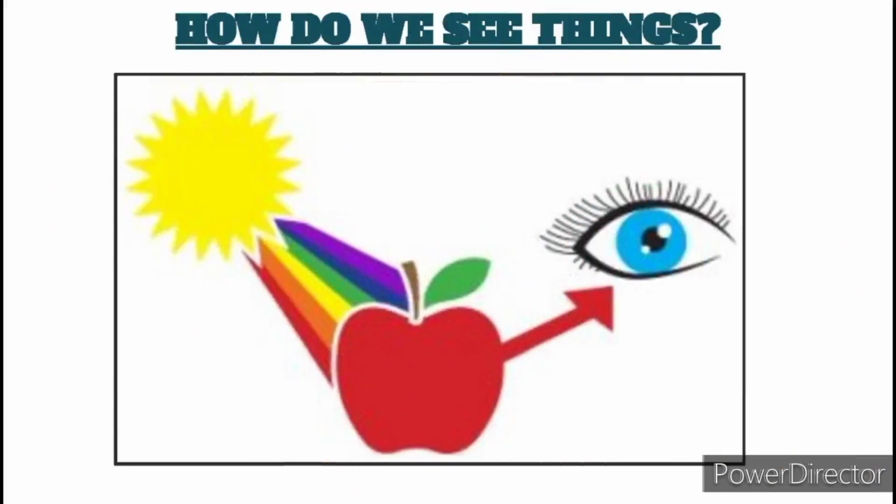Can you see anything in a dark room? No, we can't see anything. What happens when you switch on the light in the dark room? Yes, now we can see, right? So we come to know that when there is no light, we cannot see. When there is light, then we can see.